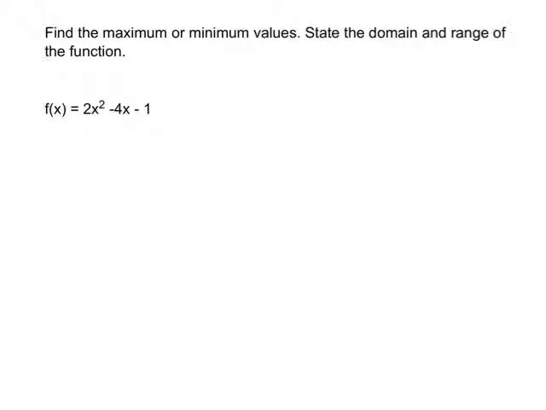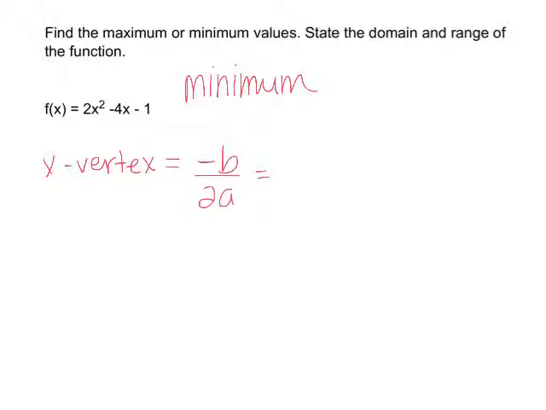Go ahead and pause the video, and I want you to try this one on your own. So I see that a is positive, so I'm going to have a minimum. So I need to find my x-coordinate of the vertex. And to do that, I'm going to use negative b over 2a. So I'm going to get negative negative 4 over 2 times 2, which gives me 4 over 4, which equals 1.